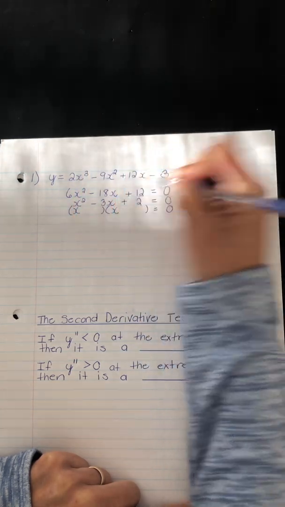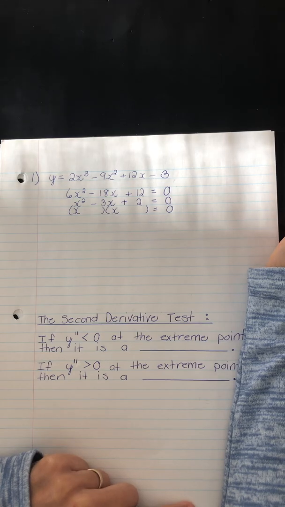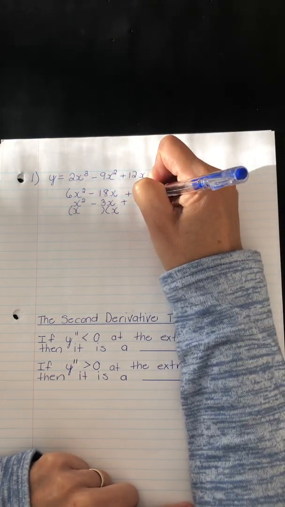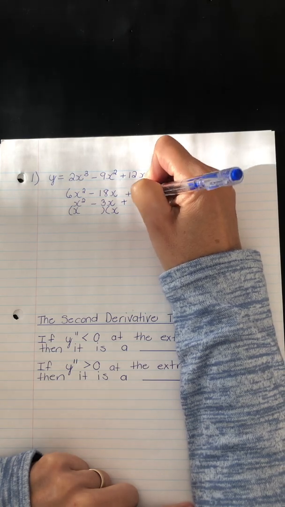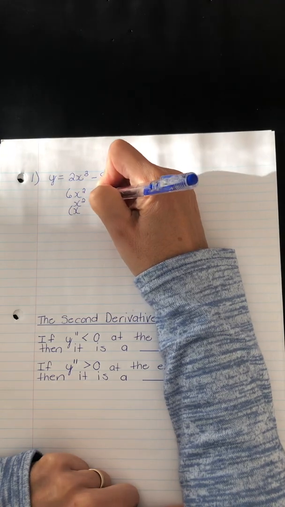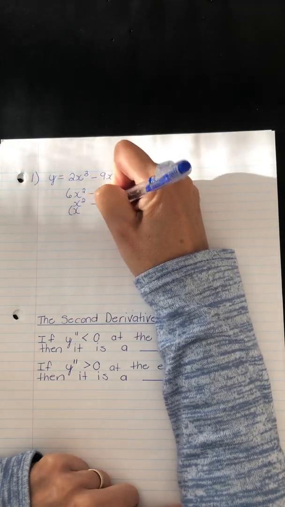The factors will be of this form. And in order to fill this in, I need two numbers that multiply together to give me positive 2. The same two numbers, when added, should give me negative 3.